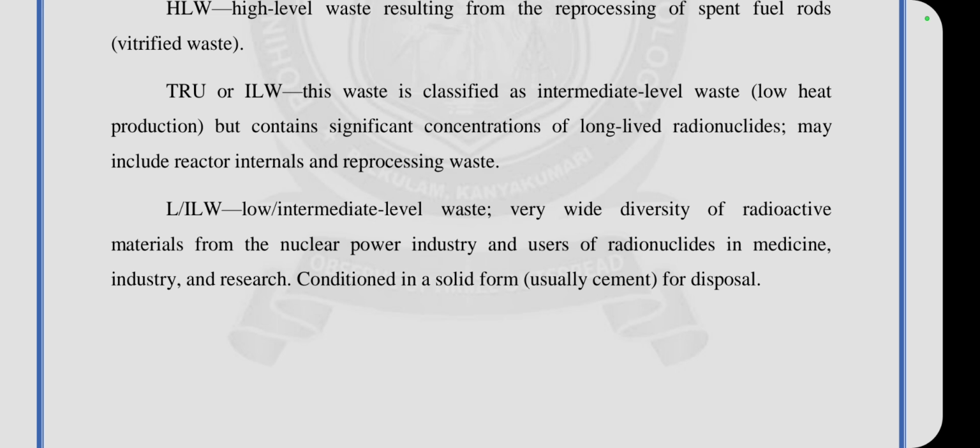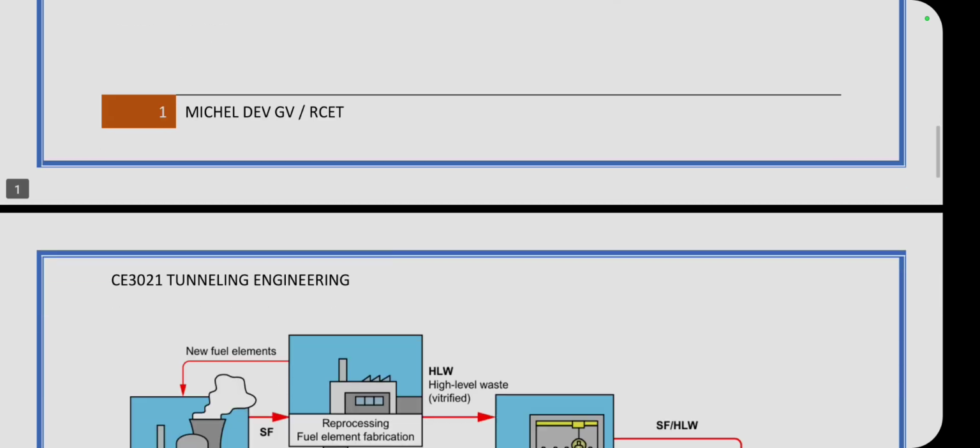Then L/ILW, low and intermediate level waste, has a very wide diversity of radioactive materials from nuclear power plants, industries, and uses of radionuclides in medicine, industries and research. It is conditioned in a solid form for disposal.